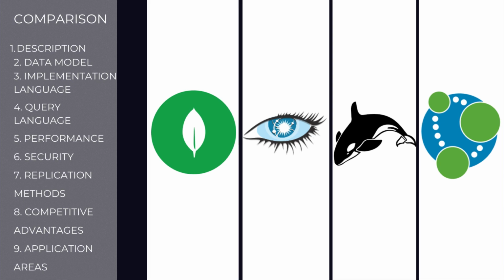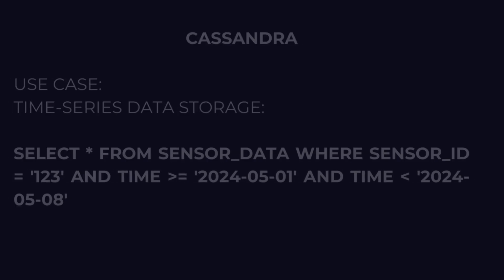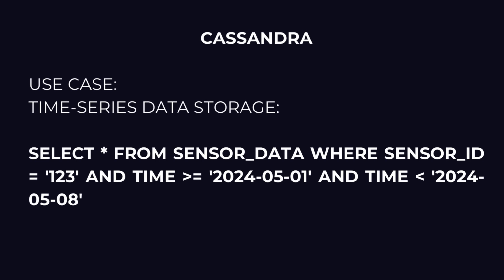Let's also compare how data is queried in each of these languages. In Cassandra, which is a wide column store, it supports CRUD operations, secondary indexes, and some aggregate functions. In the case of time series data storage, this is how data is queried to retrieve sensor data for a specific time range in Cassandra.